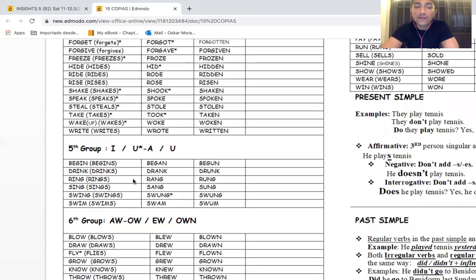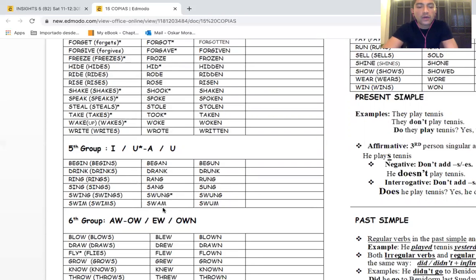Then we also have a fifth group, which is the verbs in present that have a vowel, like the I, might turn into an U or an A, and we're going to see that in a minute. So for example, begin turns into began, drink, drank, ring, rang, sing, sang, swing, swung. This would be the only exception because it's not an A, it's a U. And swim, swam.